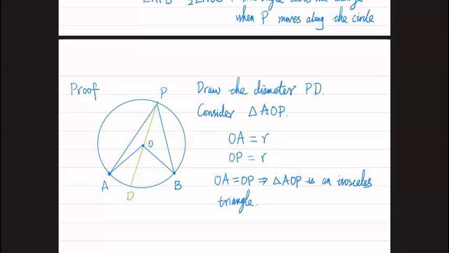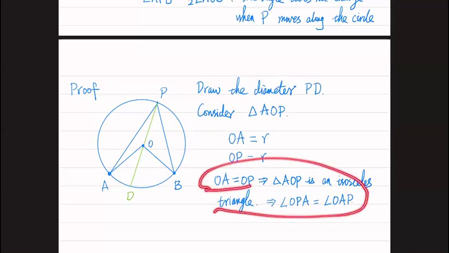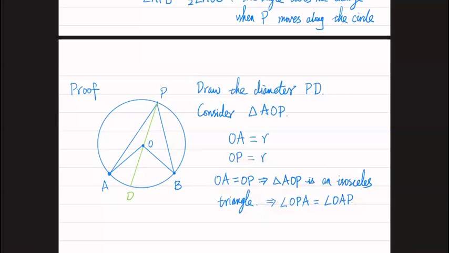In particular, the two angles corresponding to the two sides, OPA, OAP. Okay, so we proved one theorem about this: equal sides, equal angles. Okay.